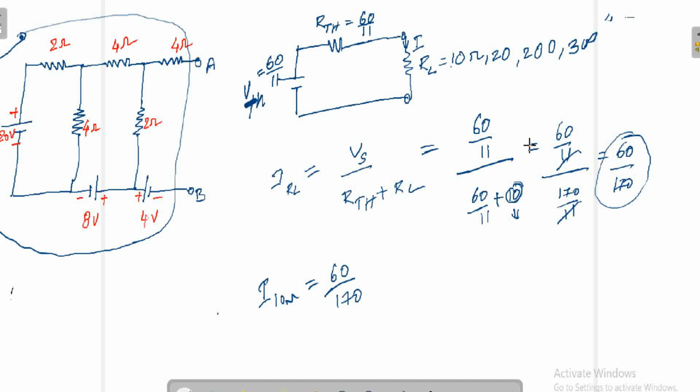So see how Thevenin's theorem made your problems convenient. Without redoing the problem from the first step, just using your VTH and RTH, we can find the current across any element for n number of choices of load resistance. This is the comfort you are going to get with Thevenin's theorem. Thank you. We'll see some more problems and Norton's theorem in the next class.